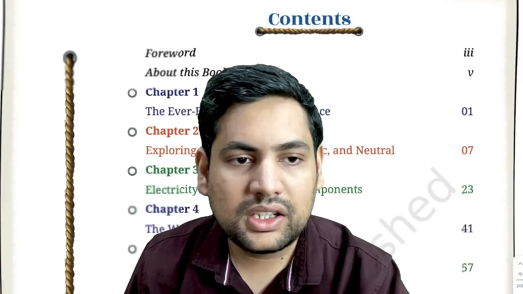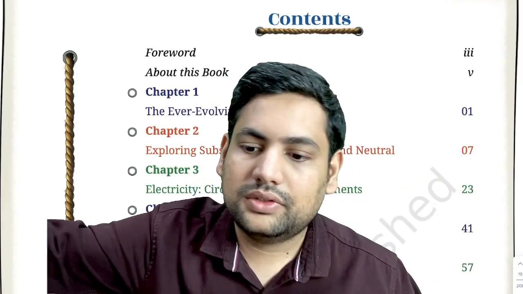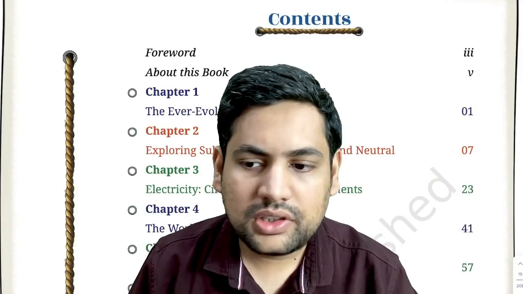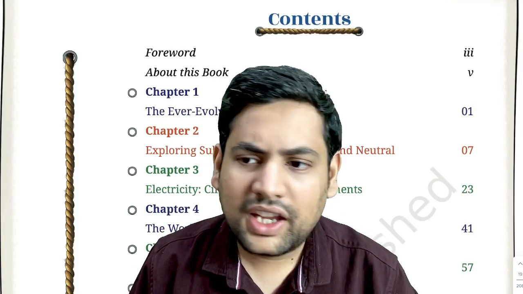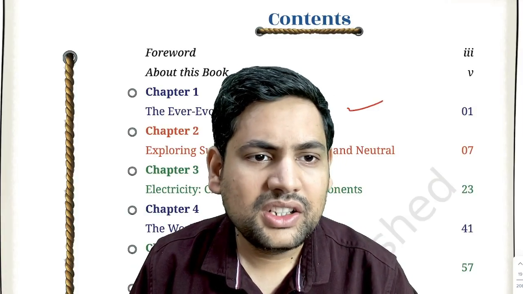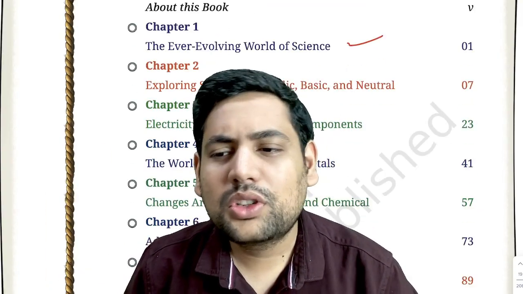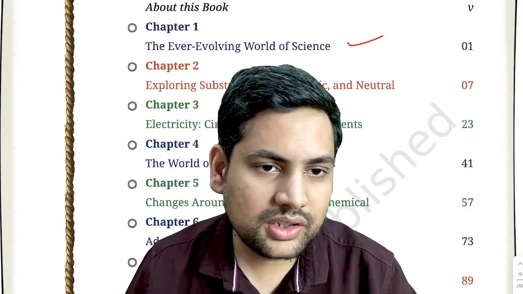So these are the contents of the book. If you start looking at it, first it talks about the ever evolving world of science. This is a very basic chapter, just telling you about what you had learned in class 6. Now some more things we'll learn. This is like an introductory chapter.